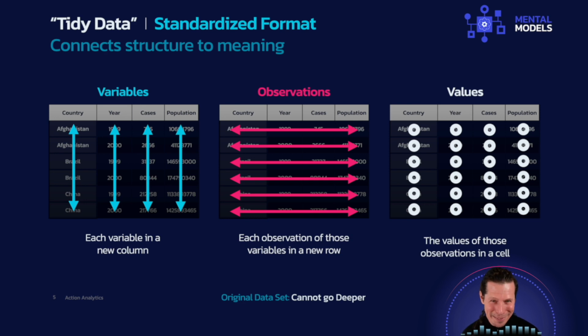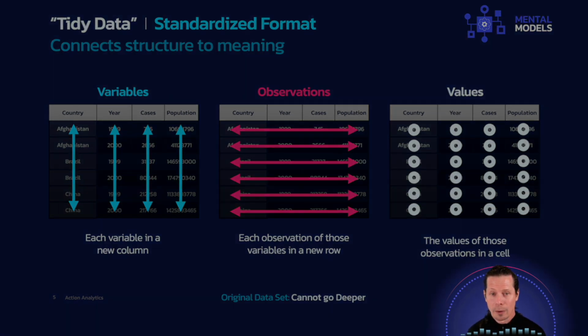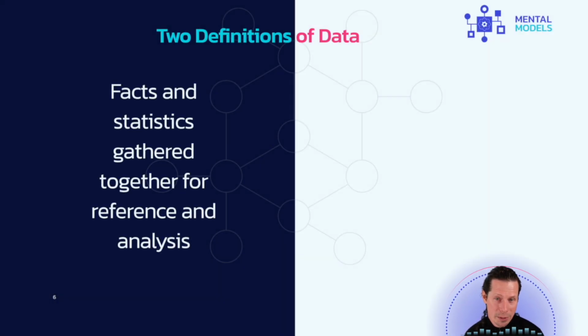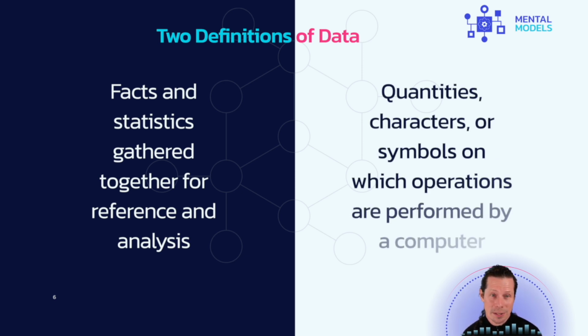And just to continue to lay out some of the things that we've discussed in the past before we go further, we also looked at the fact that I was able to identify two differing definitions of the word data. One is facts and statistics gathered together for reference and analysis. And the other definition is quantities, characters, or symbols upon which operations are performed by a computer.